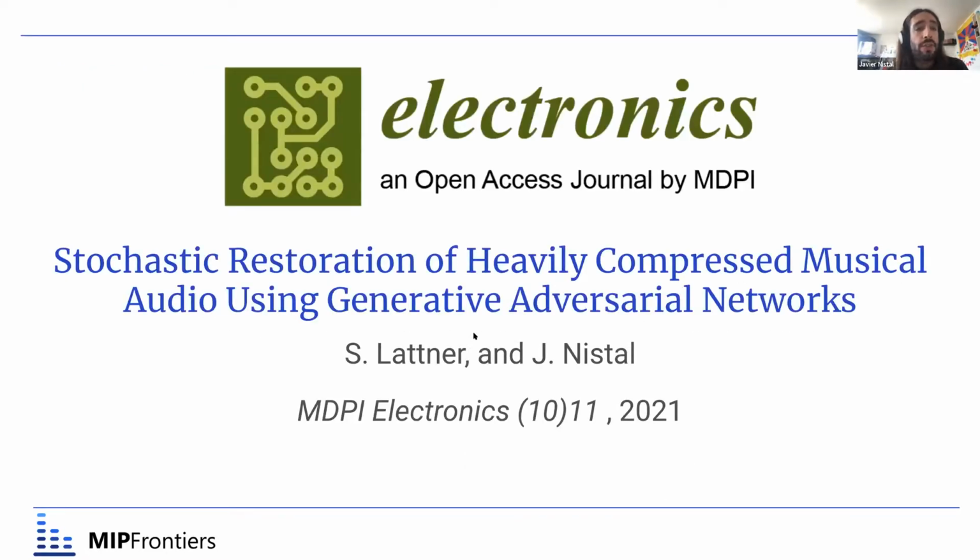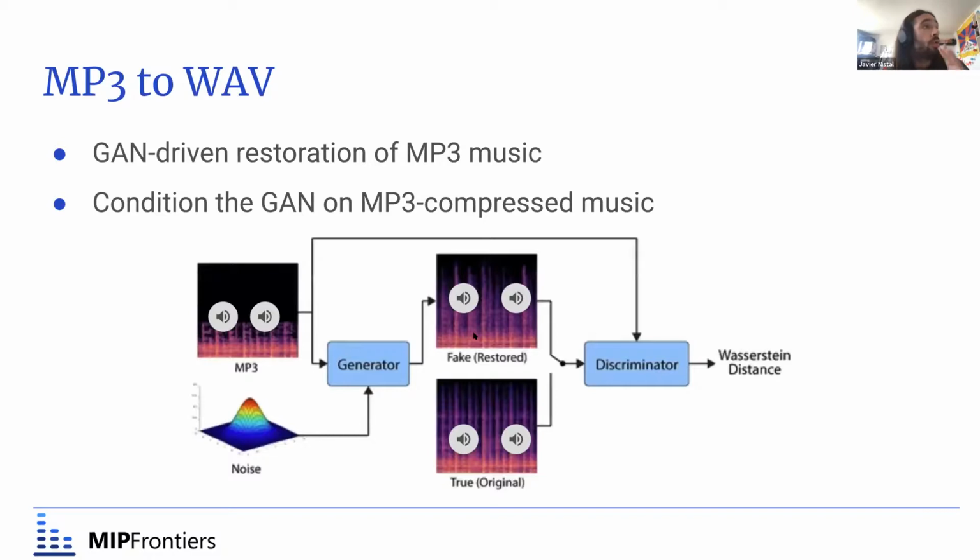So our fifth article was published at MDPI Electronics this year, and it is entitled "A Stochastic Restoration of Heavily Compressed Musical Audio Using Generative Adversarial Networks." This work was originally meant as a pretext task for learning more complex musical relationships in the future. For example, imagine that we want to generate some drum pattern given the recording of a bass line. This is a very ambitious task for a first attempt, particularly because gathering a large-scale data set of aligned multi-track sessions is not an easy job.